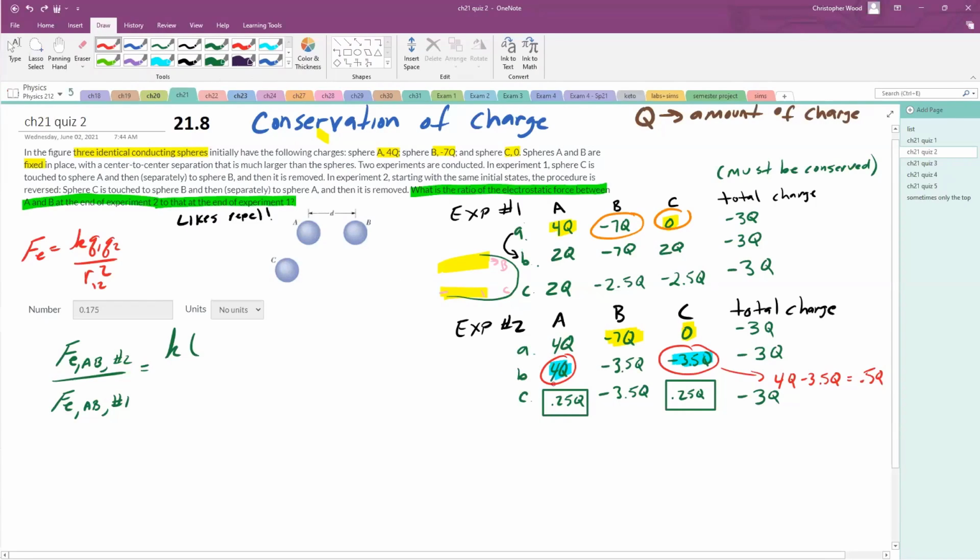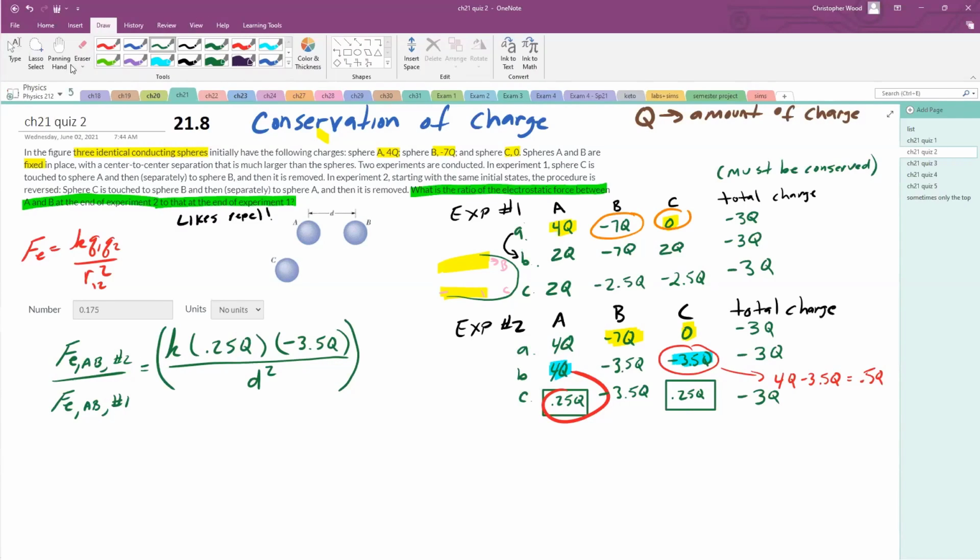So I caught my own mistake. At the end of experiment number 2, this is the charge on A right here. And so there's QA. So write that down. That's the charge on A, 0.25Q. What's the charge on B? -3.5Q. All over the distance between A and B, which is still unchanged. That's just going to be D squared. All right, so that's my numerator.